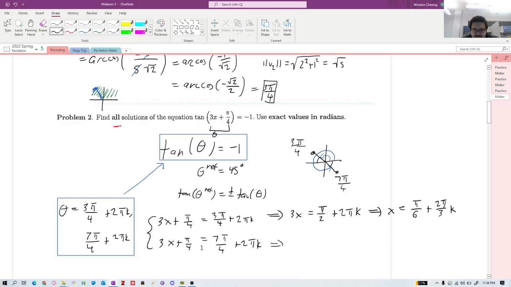Now for the second equation, 7 pi over 4 minus pi over 4, that's going to be 6 pi over 4. I'll just write the 3x first. So 6 pi over 4, but there's a 2 in common, so that becomes 3 pi over 2. Right, simplifies to that. And then plus 2 pi k, and now we divide by 3. So when we divide by 3, the 3 on top will cancel. You get pi over 2 plus, and then again, 2 pi over 3 k.